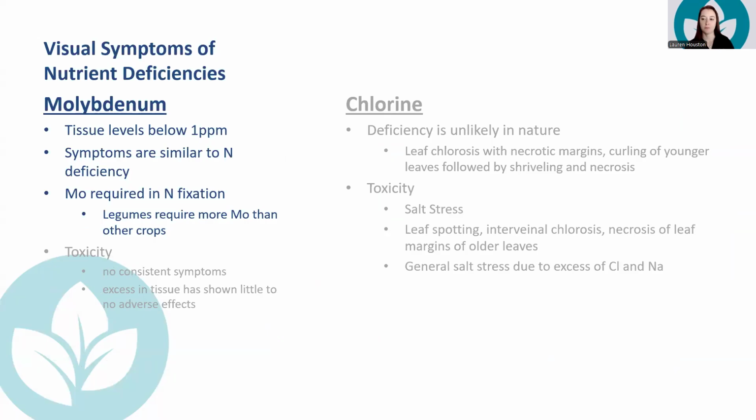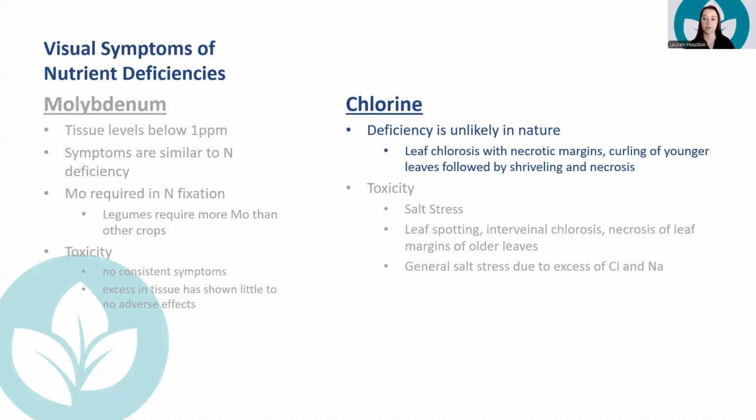Finally, we have molybdenum. Molybdenum deficiency symptoms are very similar to nitrogen deficiency and cause general chlorosis and reduced growth. Molybdenum also has no consistent toxicity symptoms. It hasn't really been identified in any particular cases as an official molybdenum toxicity, and excess accumulation has shown very little effect in most plant species. So you can accumulate molybdenum to a fairly high level and not really expect to have any issues.